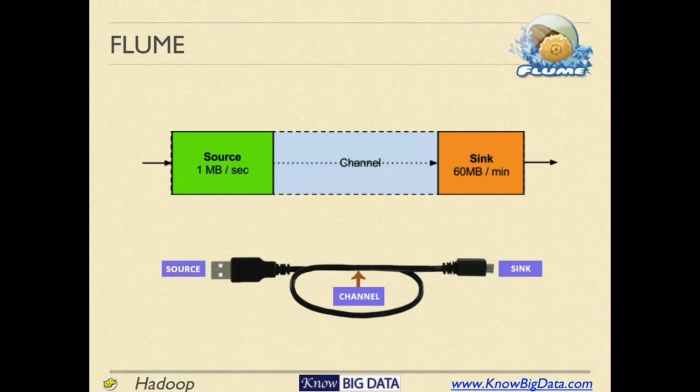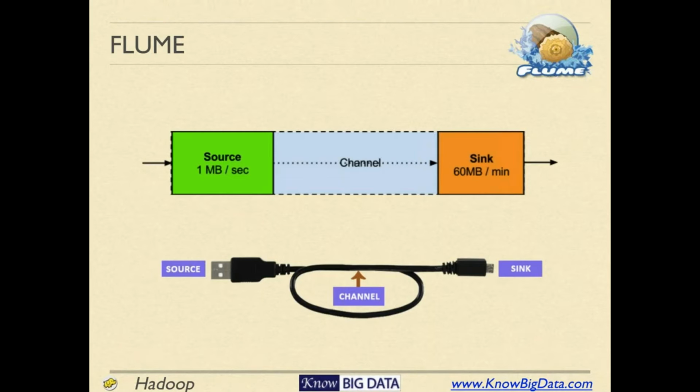So an agent is made up of a source, a channel, and a sink. It's a software component. In XML you can describe what kind of source an agent has, what kind of channel it has, and what kind of sink it has. So every agent has three parts. Now, why do we need three parts?